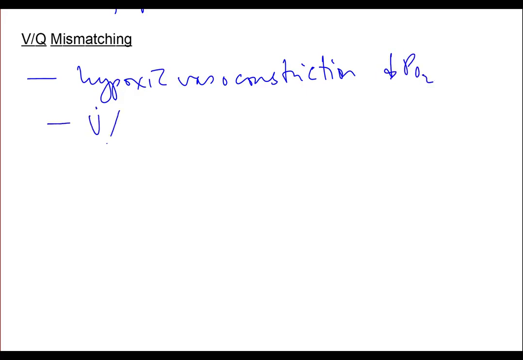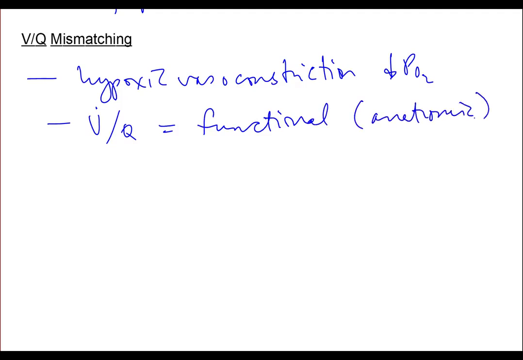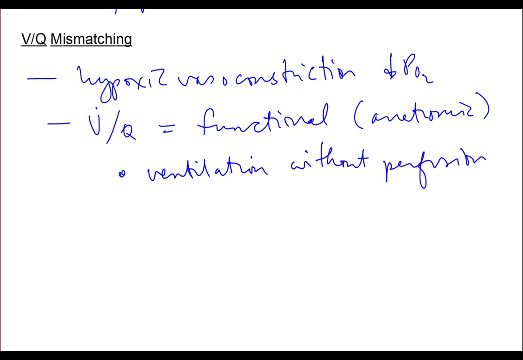So VQ mismatching at the local level is a functional defect. So when you hear people talking about anatomical, that's really talking about shunting at the level of the heart. VQ is functional intrapulmonary. So a couple of terms that you're going to use a lot. Whenever we have ventilation without perfusion, that's going to be the equivalent of dead space. And our model disease for that is going to be acute pulmonary embolism.